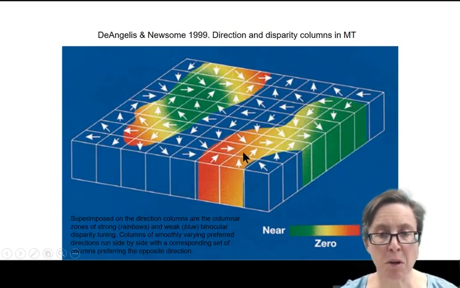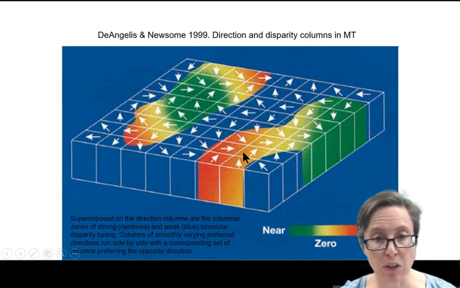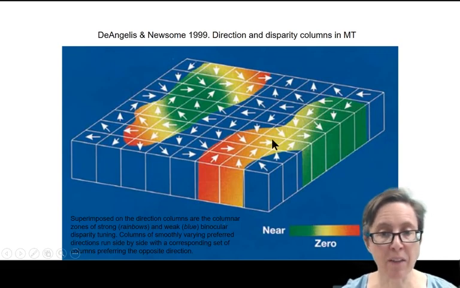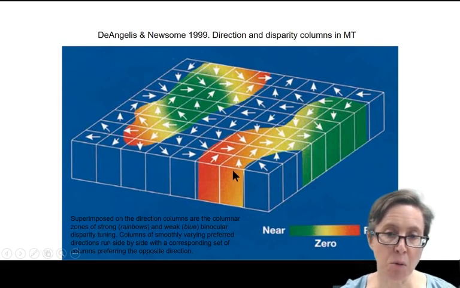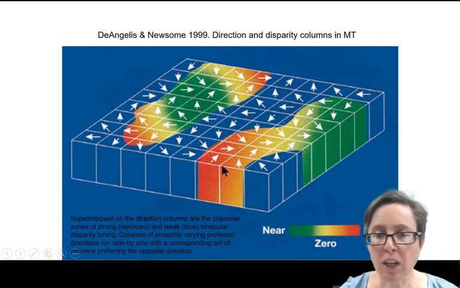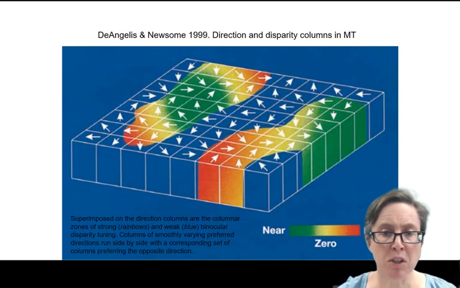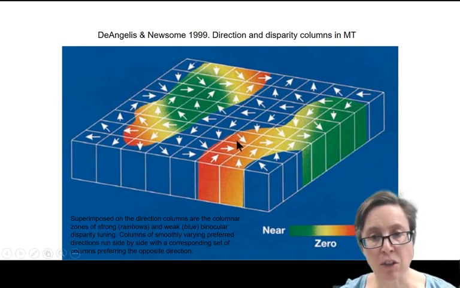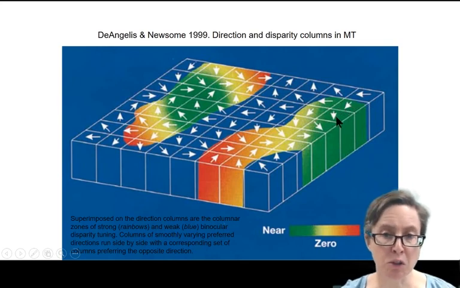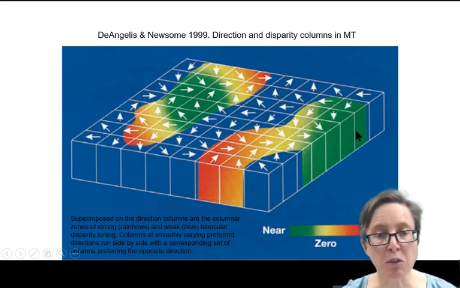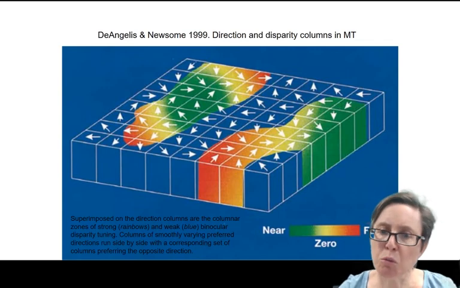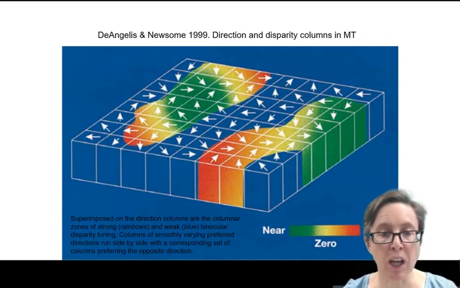In red, to disparities indicating an object closer than the fixation point where the monkey was looking. Zero, cells that are tuned to a disparity at that fixation point, and green cells that are tuned to a disparity further away. As you can see, you're not encountering that tuning at random within MT. There's a smooth progression from near to zero to far among the subset of cells that are disparity selective. So once again, you've got two maps kind of superimposed on top of one another here.